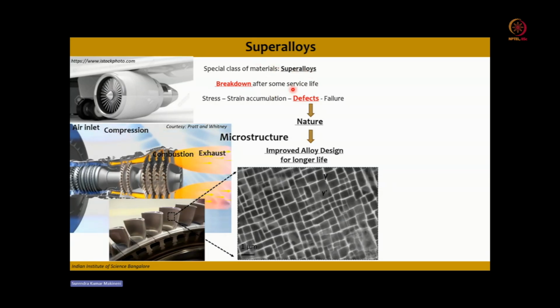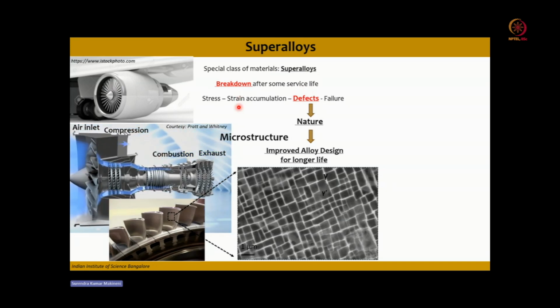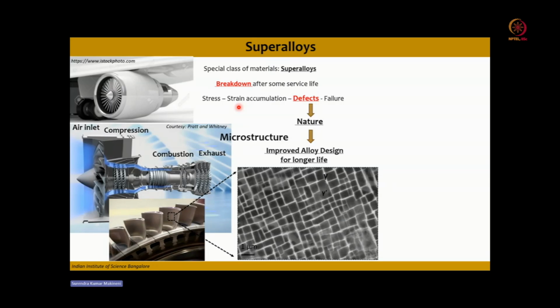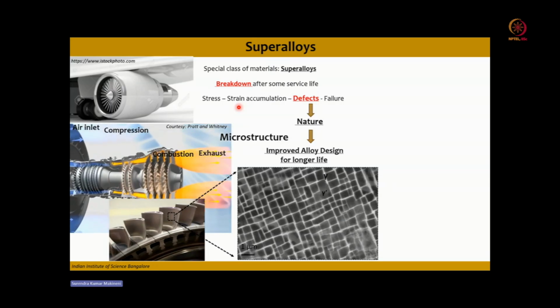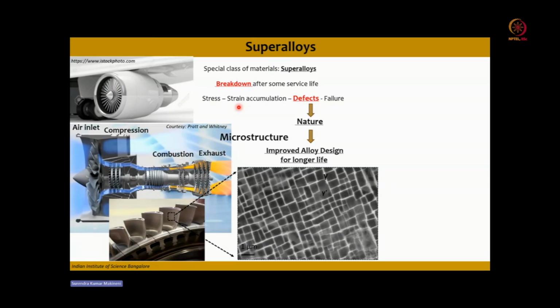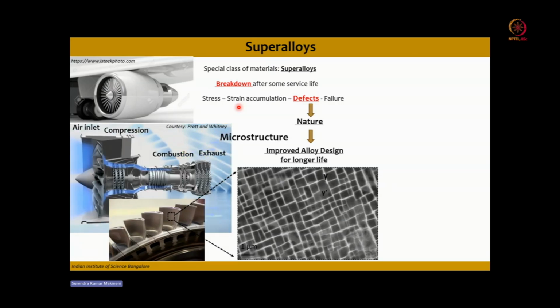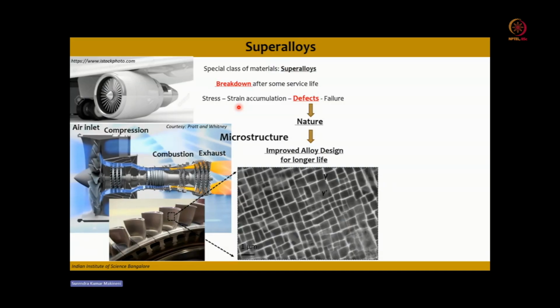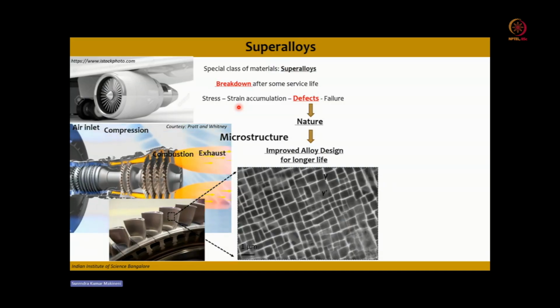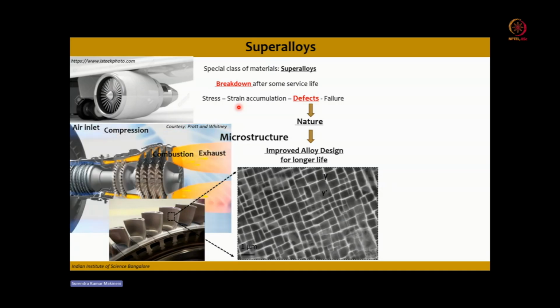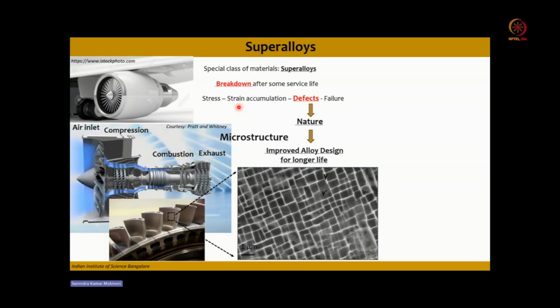They break down after a certain service life, and this breakdown happens due to a certain amount of stress and strain accumulation and the defects, correct? And if these defects increase beyond a certain critical value, then the failure takes place. So it is very crucial to understand the nature of these defects so that we can control the service life of these superalloys, because during creep deformation these defects are present throughout the microstructure.